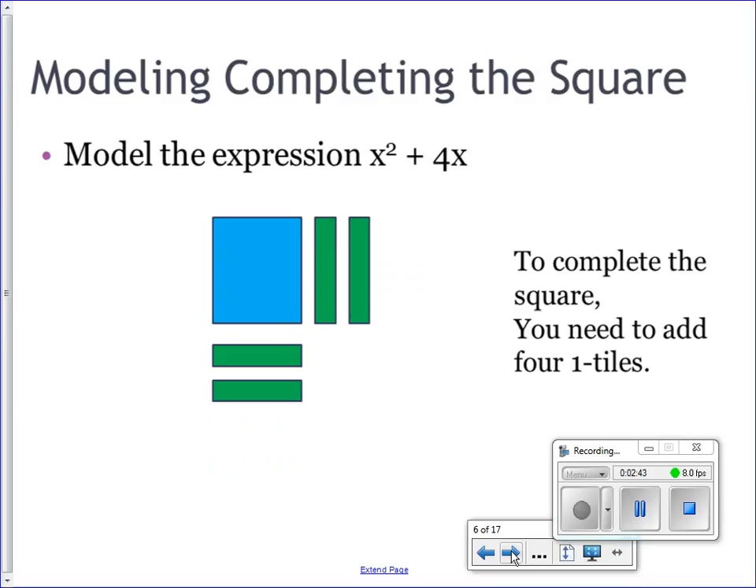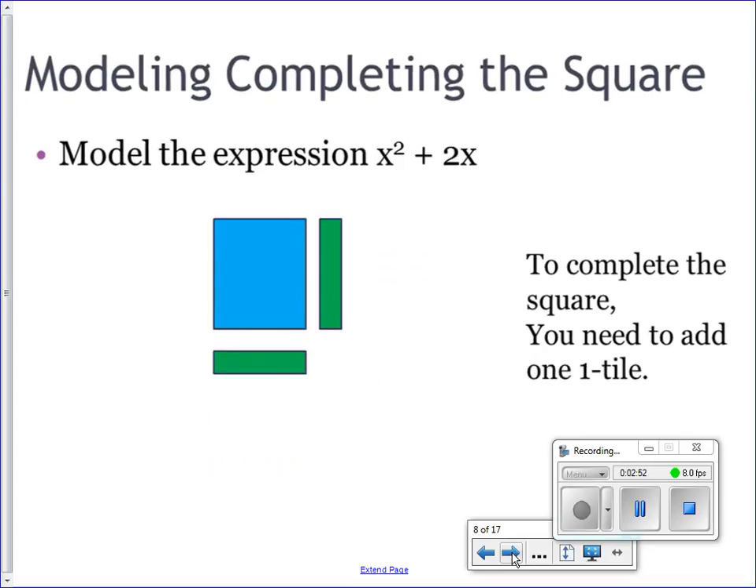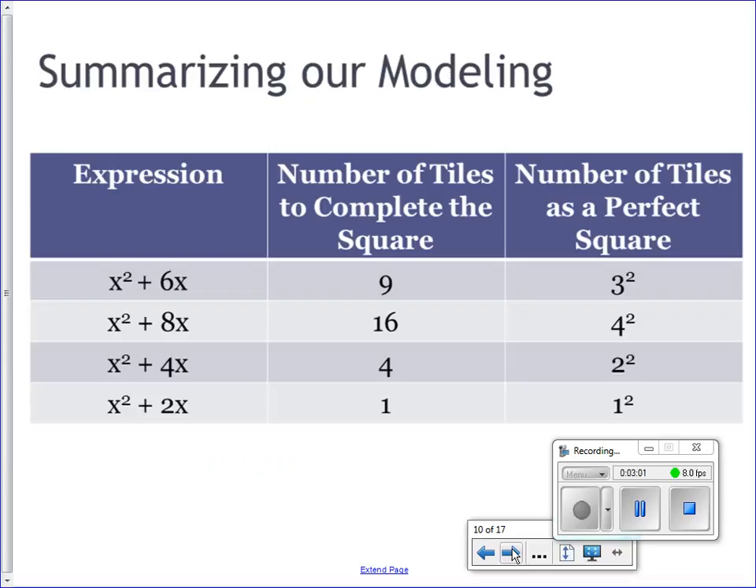Another example, x squared plus 4x, it would take 4 tiles to complete it. And x squared plus 2x, it would only take 1 tile in order to complete it. All right, so to summarize these 4 models, the question is, how do you get from column 1, your expression, to column 2, the number of tiles that you need to complete?